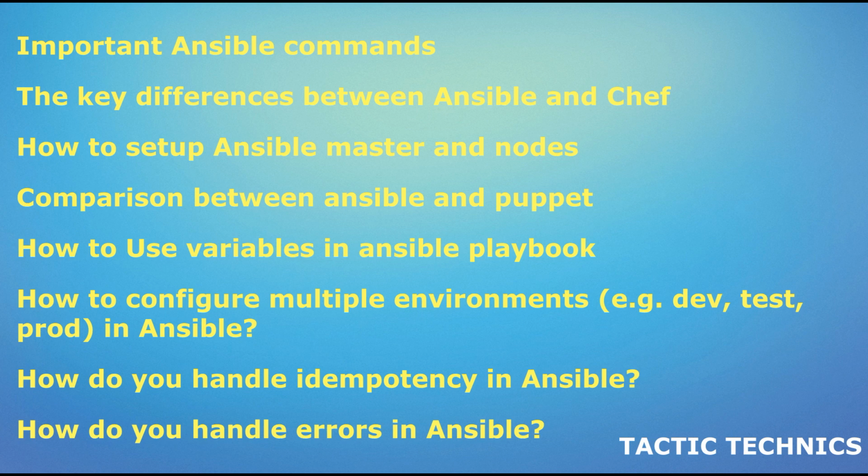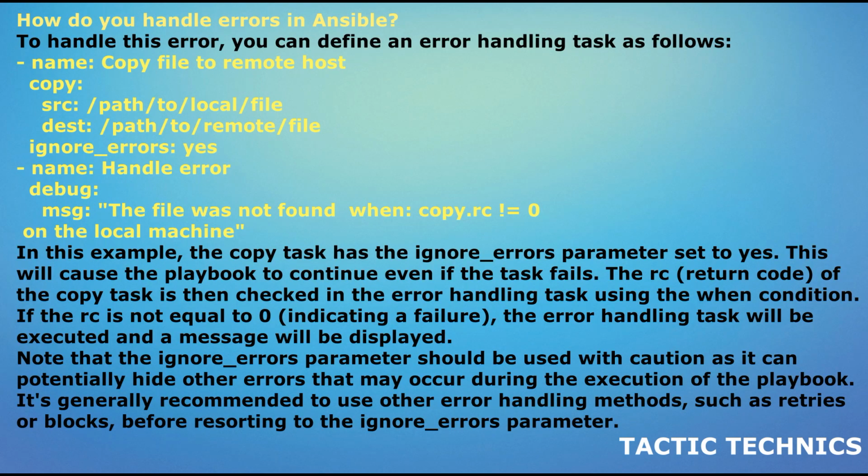How do you handle idempotency in Ansible? Idempotency is the property of Ansible that ensures that the playbook will only make changes to the target nodes if necessary. This means that if a playbook is run multiple times, it will always produce the same result. Ansible achieves idempotency by using a check mode that performs a dry run of the playbook and checks for differences between the target nodes and the desired state. If there are no differences, Ansible will not make any changes. Ansible also uses idempotent modules that are designed to be run multiple times without causing any issues.